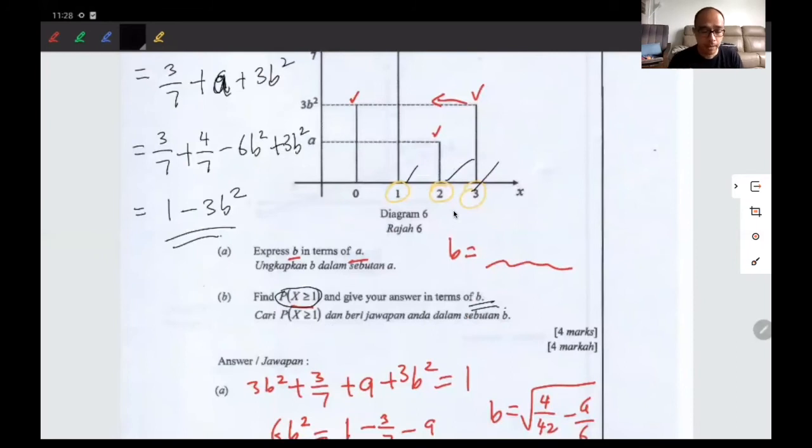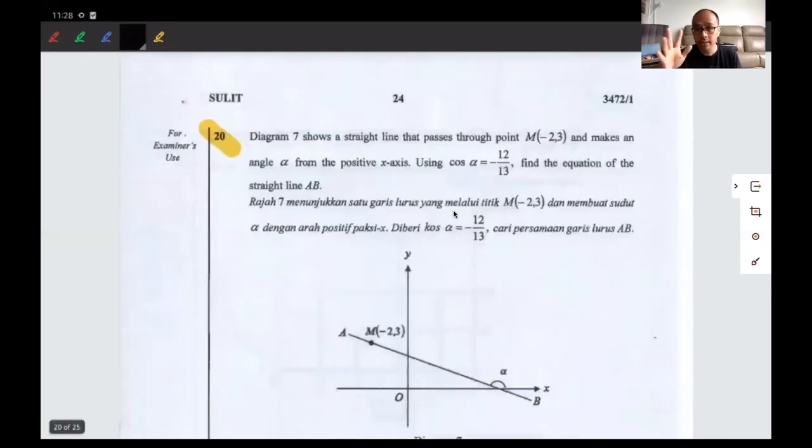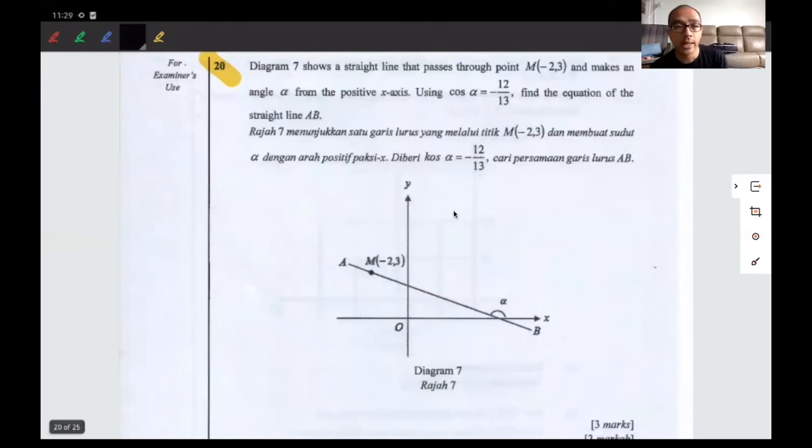Okay. All right, question 20, last 6 questions. Okay, hang in there, guys, last 6 questions. So diagram 7 shows a straight line that passes through point M, negative 2 over 3, makes an angle of A from the positive x-axis. Okay, now using cos A equals to negative 12 over 13, find the equation of straight line AB.